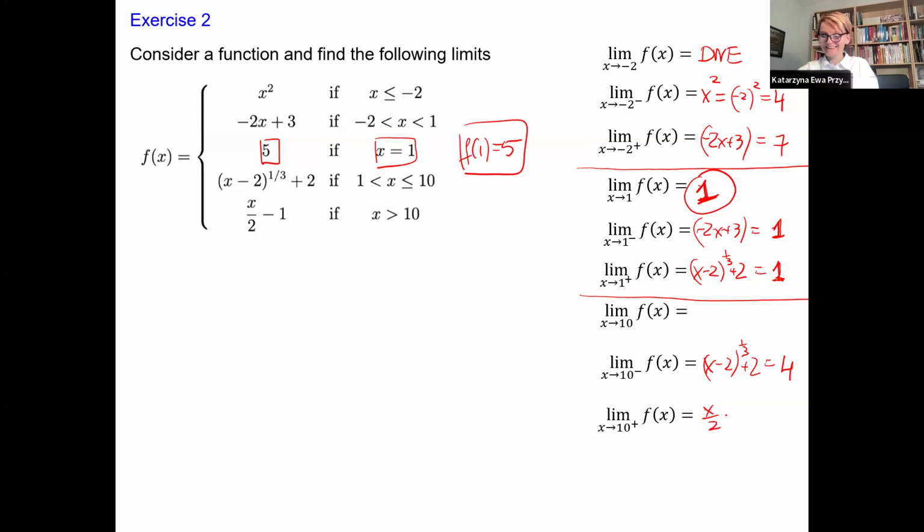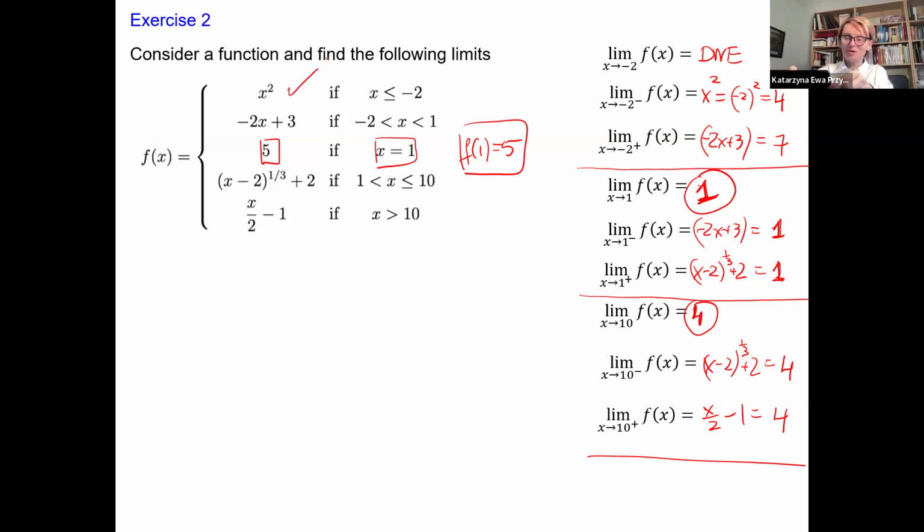Yes, thank you, Lara, thank you. And at 10, 5, oh, also 4. Excellent, excellent. That means this limit exists. And are you okay to draw the function? I think you will be okay. You can check the solution on the slides.